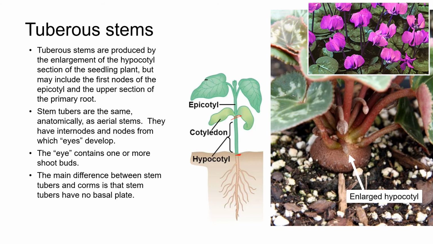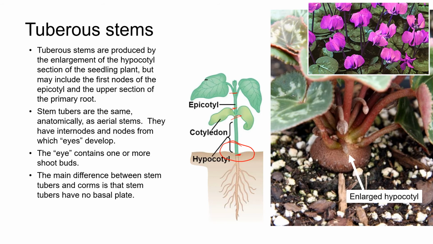The epicotyl is the next section of stem above that, so the section of stem between the cotyledons here and then the first pair of true leaves. And then the enlarged hypocotyl, which is the tuberous stem, is going to be about there. In the photo on the right, you can see the enlarged hypocotyl of a cyclamen, which is a popular small plant for seasonal color in the winter.